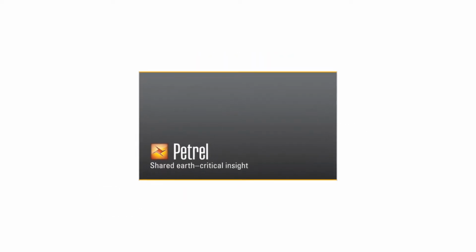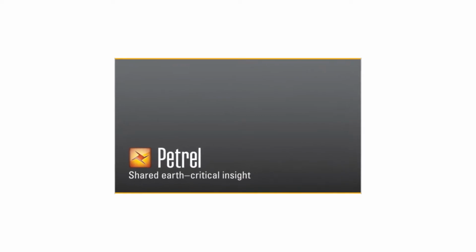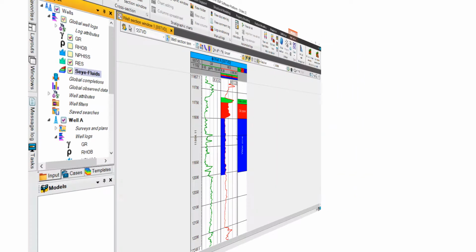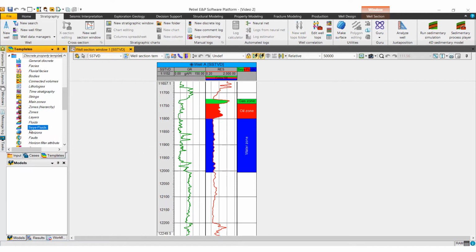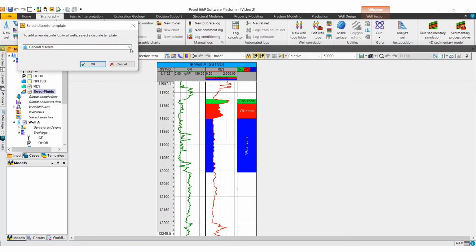I actually used Petrel software to create these colorful fluid types and fluid contacts. What I did was to create a fluid template, and then I created a new discrete log by using the template that I created.